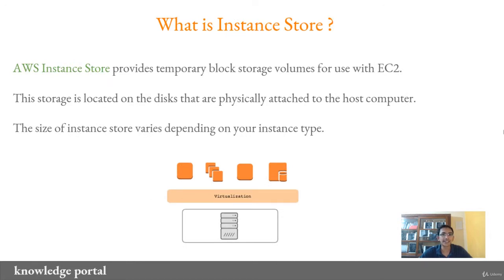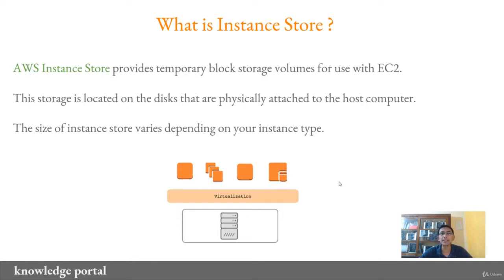Now comes the instance store. The AWS instance store provides a temporary block storage volume for use with EC2 instances. One important distinction between EBS and instance store is that the instance store storage is located on disks that are physically attached to the host computer. That basically means that the disks attached to the physical server are themselves associated with the EC2 instances that are running. So that is what instance store is.